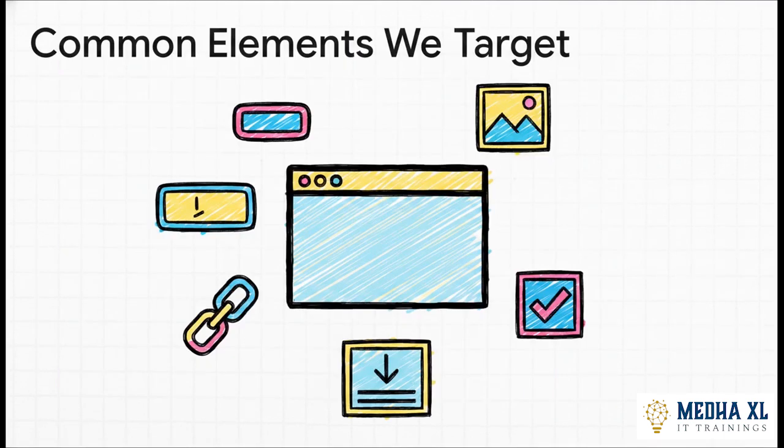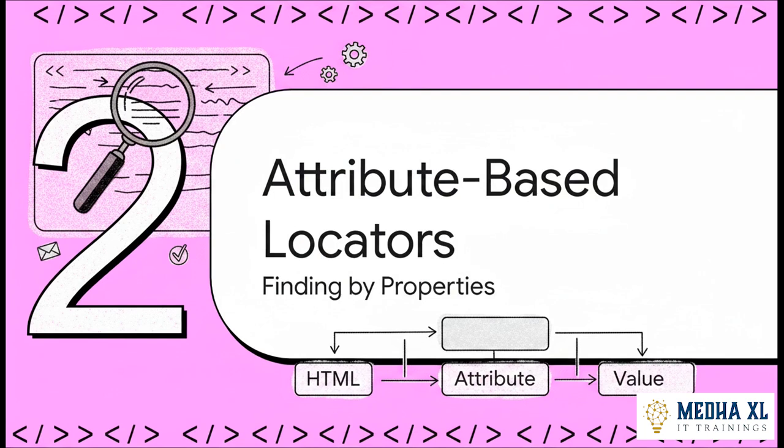And what kind of things are we targeting? Well, pretty much anything you can interact with. We're talking about the obvious stuff like buttons and input fields for sure, but also links, dropdowns, checkboxes, even images. Basically, if you can see it and click it on a page, there's a way to write a locator for it. Okay, so let's see how this stuff works in the real world.